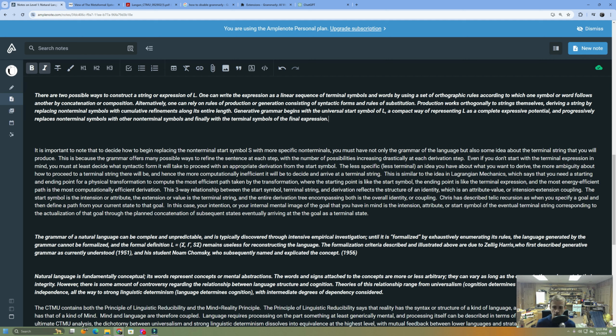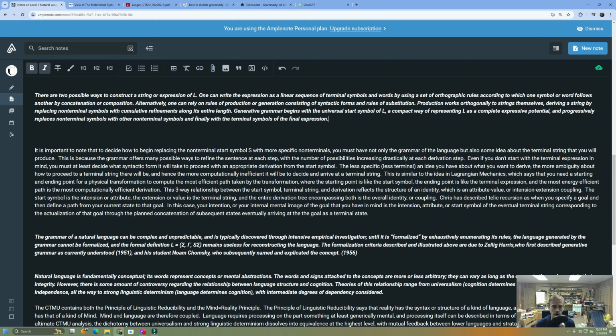So this is similar to the idea in Lagrangian mechanics, which says that you need a starting and ending point for a physical transformation to compute the most efficient path taken by the transformation, where the starting point is like the start symbol, and the ending point is like the terminal expression, and the most energy efficient path is the most computationally efficient derivation.